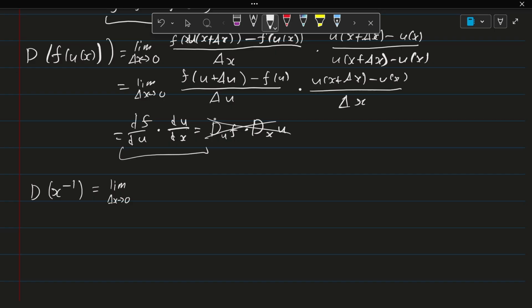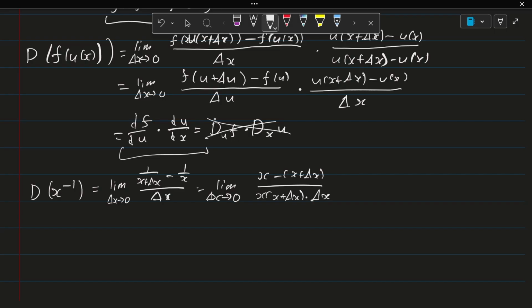So it will be 1 over x plus delta x minus 1 over x, divided by delta x. So let's just make the top one have the same denominator. So this will be x minus x plus delta x divided by x times x plus delta x, and then you would need to multiply this by delta x again, right? So this will later result in a negative number at the top. This will be negative 1.